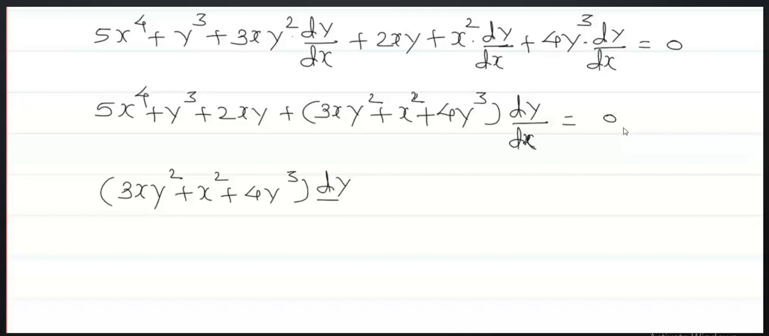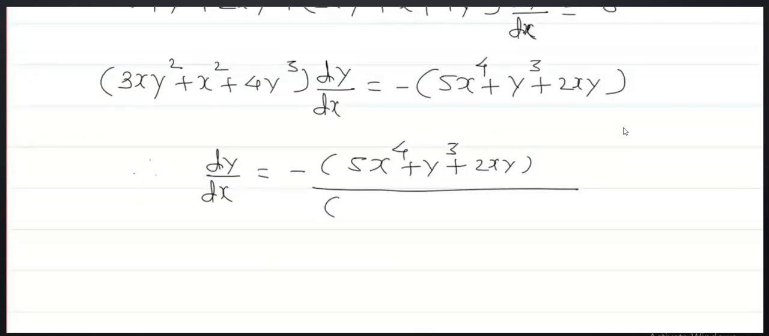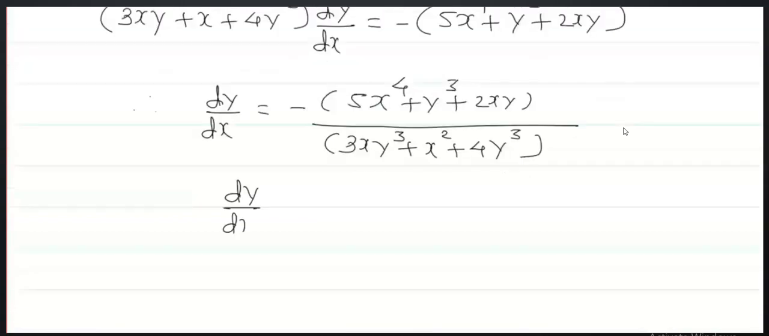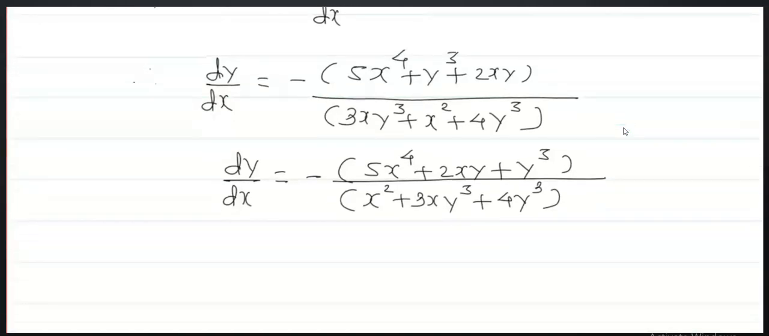Therefore, separate it. Therefore dy by dx is equal to minus 5x raised to 4 plus y cube plus 2xy upon 3xy square plus x square plus 4y cube. Therefore dy by dx is equal to 5x raised to 4 plus 2xy plus y cube upon x cube.